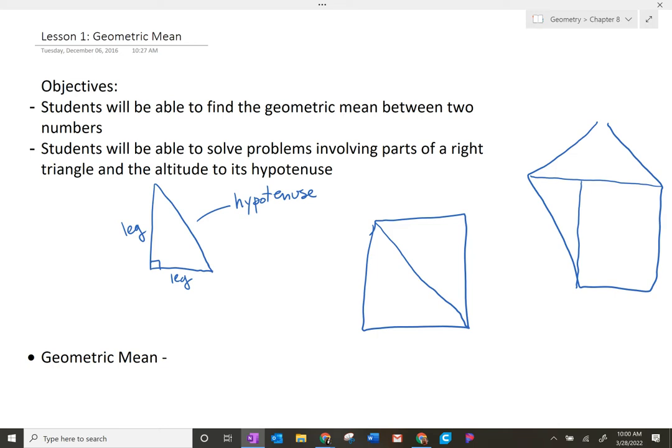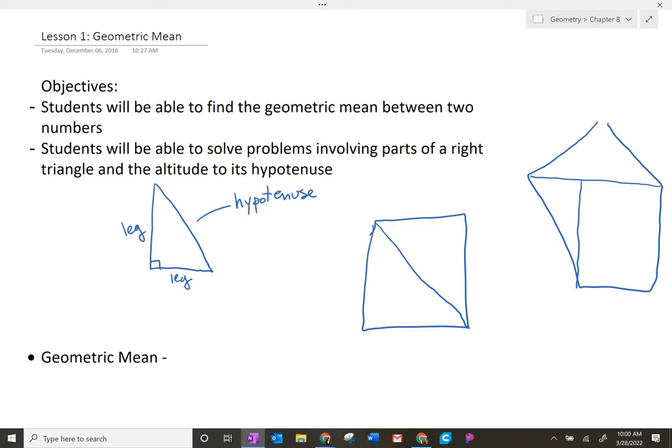On to our very first new term for this chapter. You guys have heard mean before. What is the mean? Normally whenever we have done the mean, it's been the average. You add two numbers together, divide by 2. So whenever we've done mean and average up until now, it's been adding two and then dividing by 2.